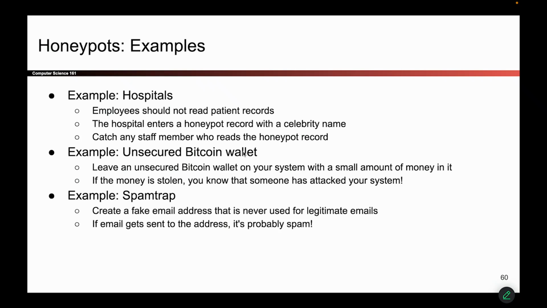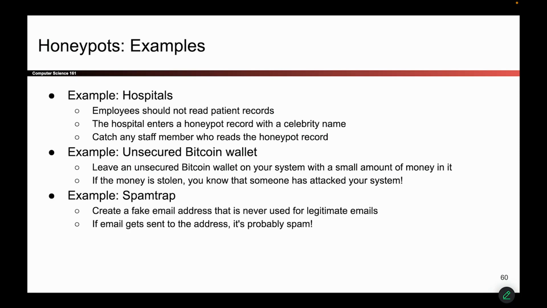OK. So a second example is an unsecured Bitcoin wallet. So if you want to tempt malicious users into accessing the honeypot, what you could do is maybe just leave some money on that honeypot system. If the honeypot system is just sitting there and not really doing anything, attackers might not be tempted to access it. So one way to lure attackers into actually accessing that honeypot is to just put a little bit of money on it. So maybe using Bitcoin, which is something we'll talk about later.